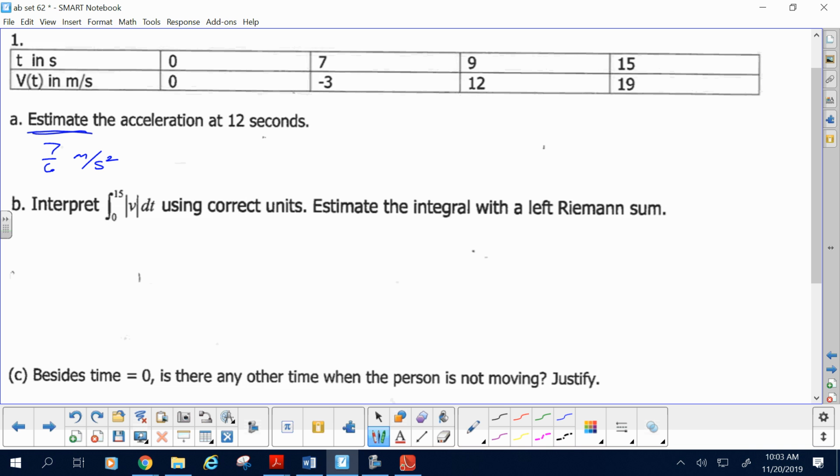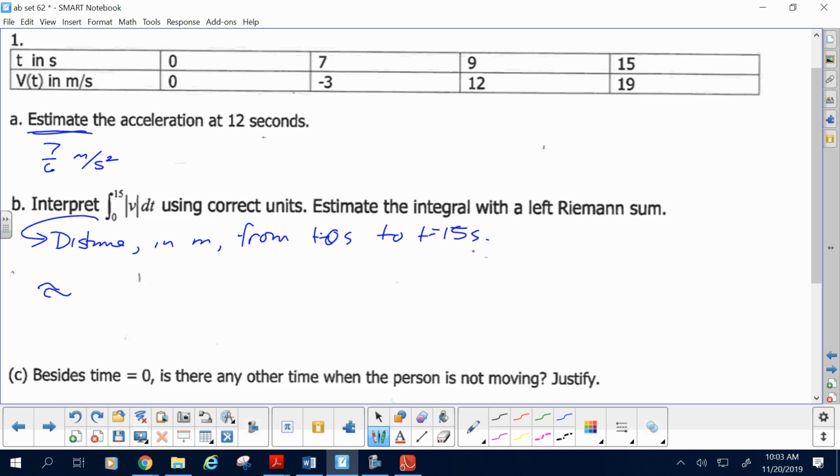Now remember when you interpret, they look for 4 things. So talk to me. This integral is the distance, with units in meters, from t equals 0 seconds to t equals 15 seconds. Okay? My answer was 78. 66 is wrong, it is 78.